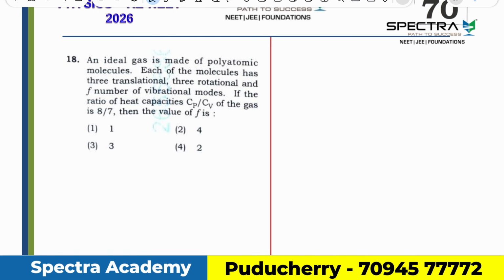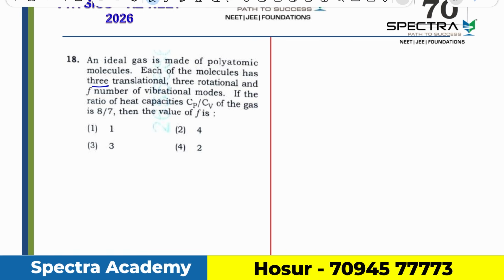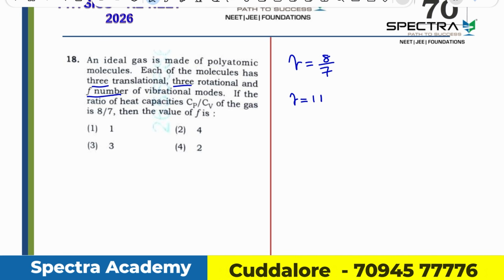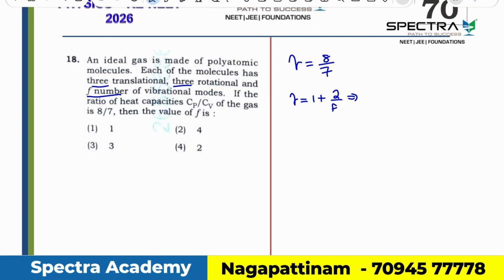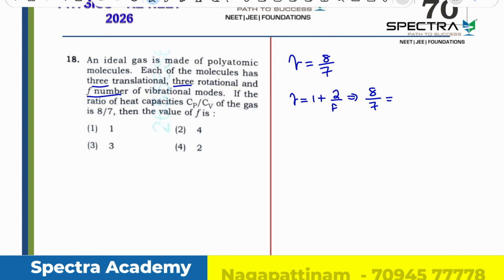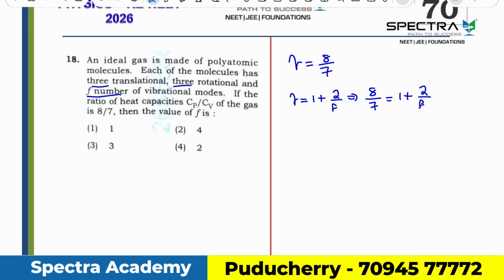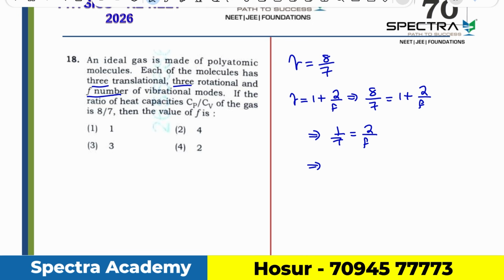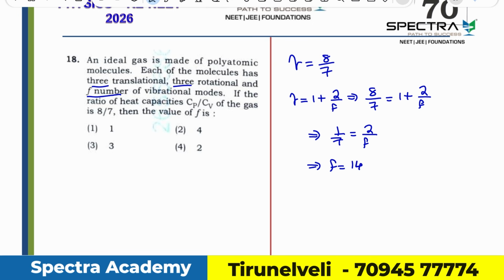Each molecule has 3 translational degrees, 3 rotational degrees, and F vibrational modes. If the ratio of heat capacities Cp by Cv, that is gamma, is equal to 8 by 7, then what is the value of F? You know gamma is equal to 1 plus 2 by F. So let's substitute: 8 by 7 is equal to 1 plus 2 by F. So 1 by 7 is equal to 2 by F. So F is equal to 14.